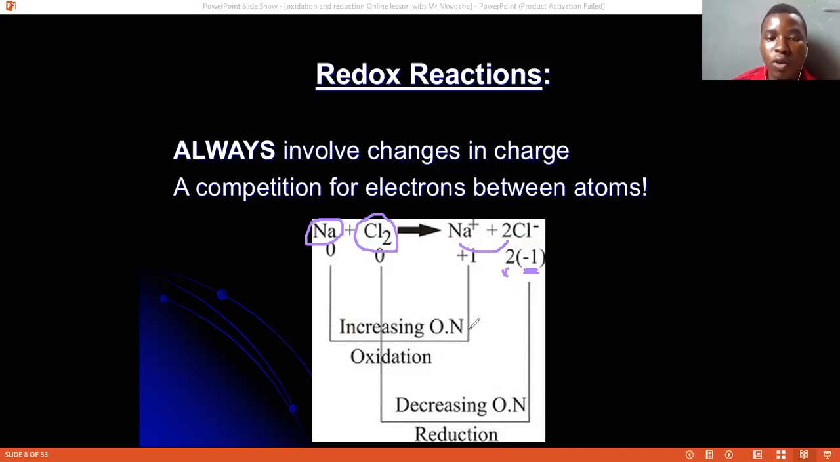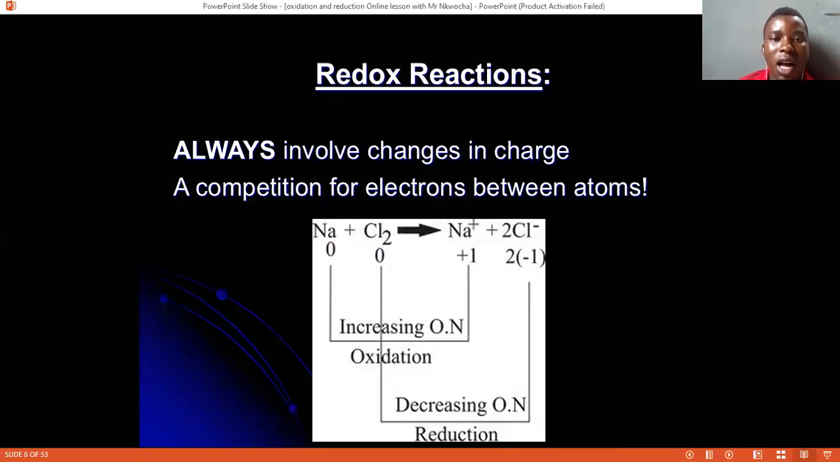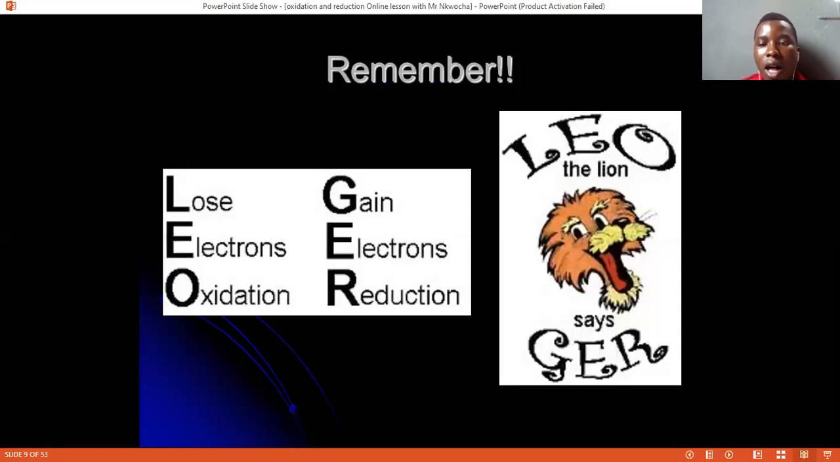So I want you to write this one down now. Oxidation can be defined as an increase in oxidation number, while reduction is a decrease in oxidation number. So the question is, what is oxidation number? Oxidation number is the electrical charge an element appears to have when it is free and also when it is in combined state. So when it is free and when it's in combined state, that's what is called oxidation number.